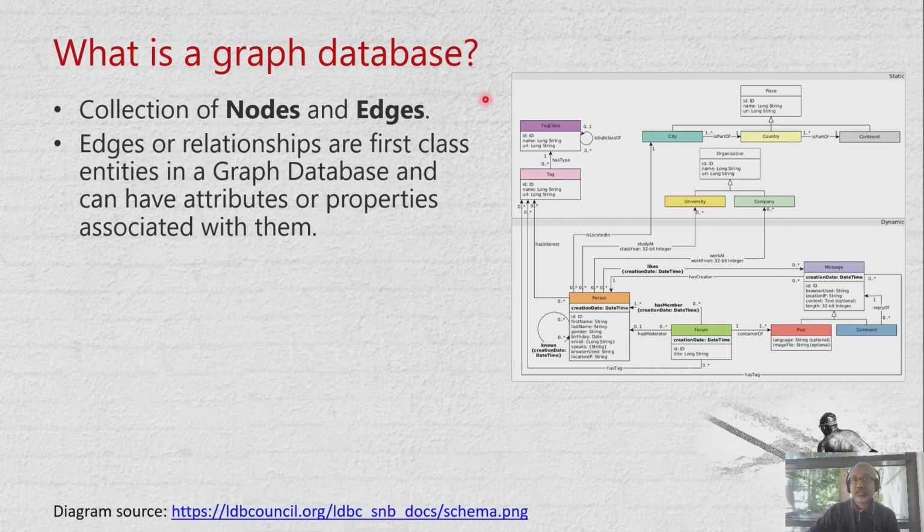As I mentioned briefly, each of these nodes or edges can have attributes associated with them. So for example, a person may have attributes like their name, their place of residence, and so on and so forth. An edge can have attributes as well, or it can be simply empty. An edge attribute, for example, would be like the date when the edge was created.